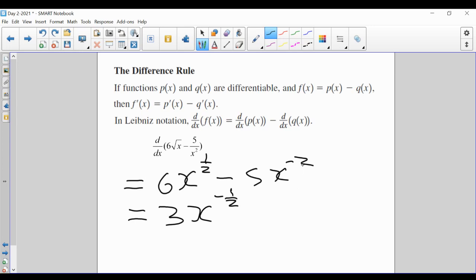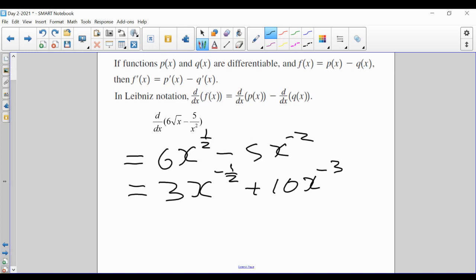And then I'm going to multiply the minus 5 times the minus 2, which is plus 10x to the minus 3. All right, so I'm following the same principle as I did all along. Multiply the exponent by the coefficient, drop 1 from the exponent. Now, this can be rewritten, and I'm going to write it in Leibniz's notation now. So I'm going to write that dy dx, and I'm going to change things up a little bit.